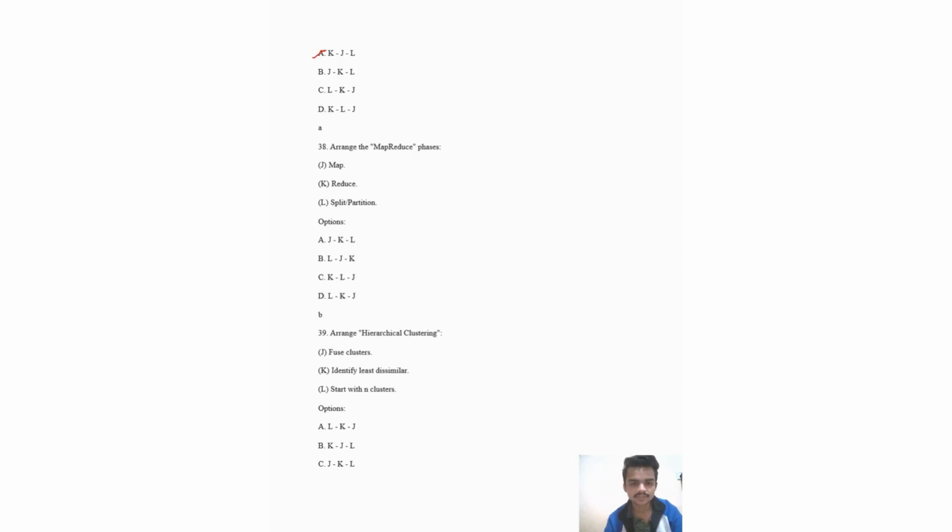Arrange the map reduce phases, map, reduce, split. So this is also an easy one. The first one will be split it firstly. Then we will need to do map. Then we will reduce it. So the answer will be B.